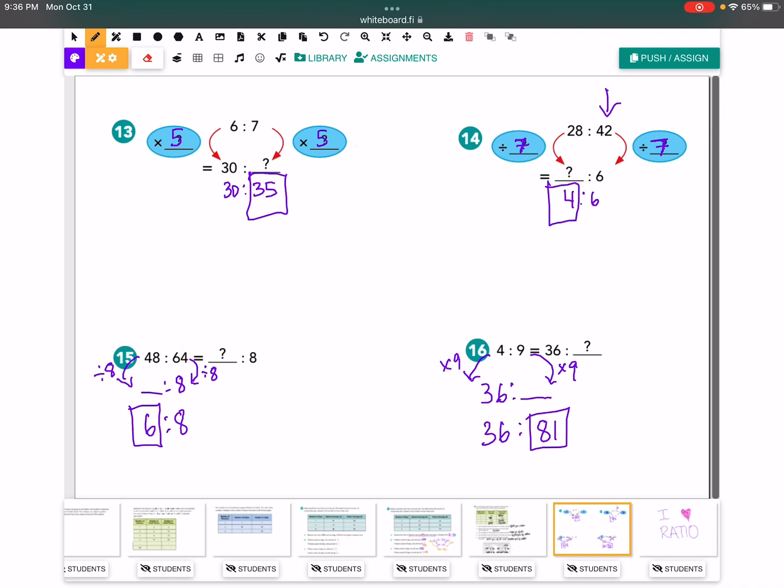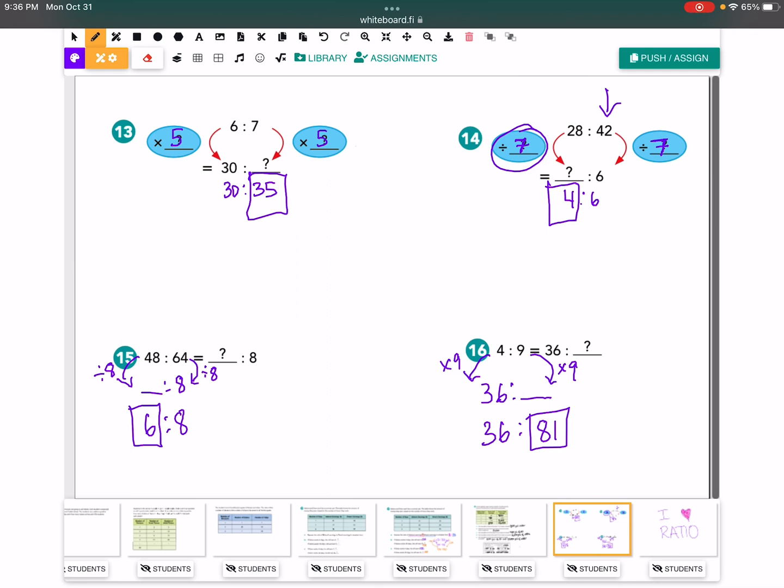So we'll apply this factor of 7 here to 28, divide 28 by 7 and get 4. So our missing term is 4. In item 15, we also have a situation where the first term is missing, and we're going to look at the relationship between 64 and 8. We see that 8 times 8 is 64. So something times 8 is going to give us 48, and that something is 6, which is our missing term.